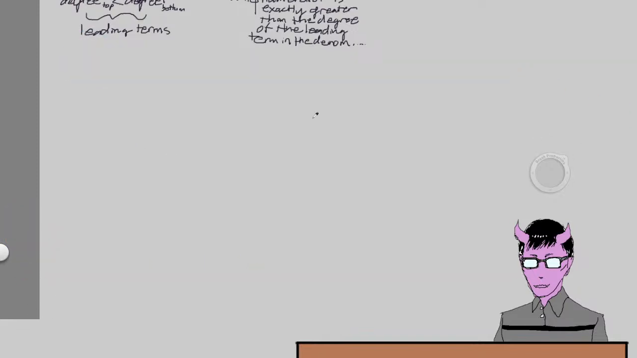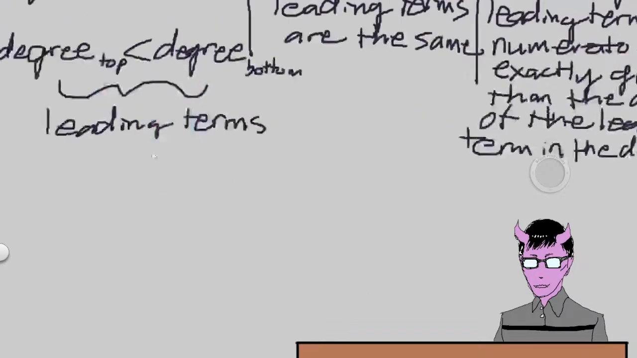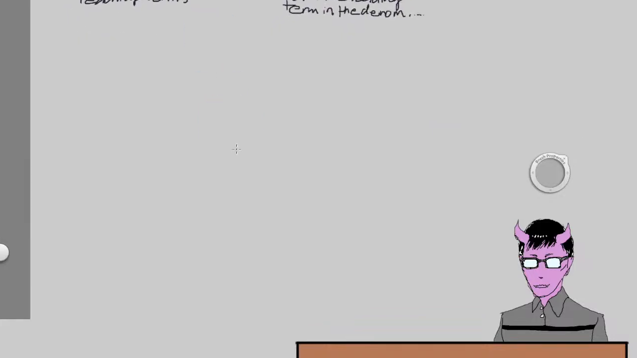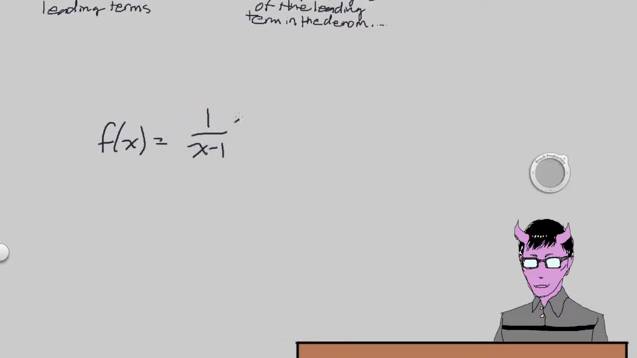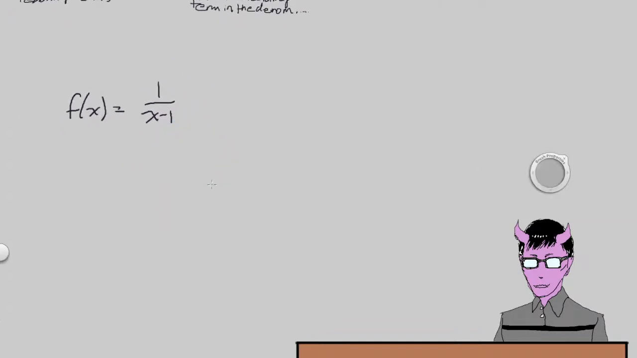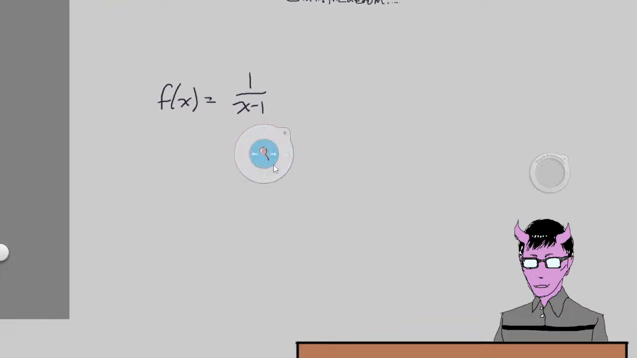Alright, moving on. We have to talk about some other situations. So let's look at another type of problem. Still f of x is equal to, for example, 1 over x minus 1. So what happens when we have a situation like this one? Well, let's do the analysis.